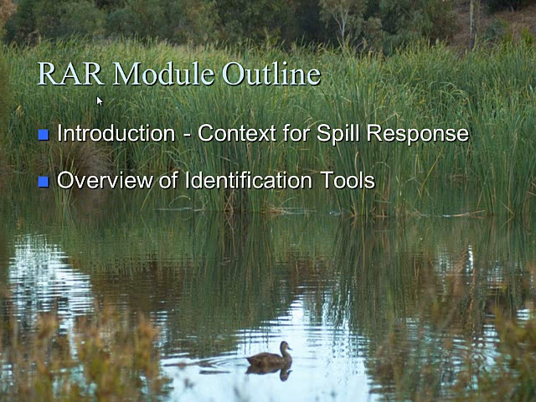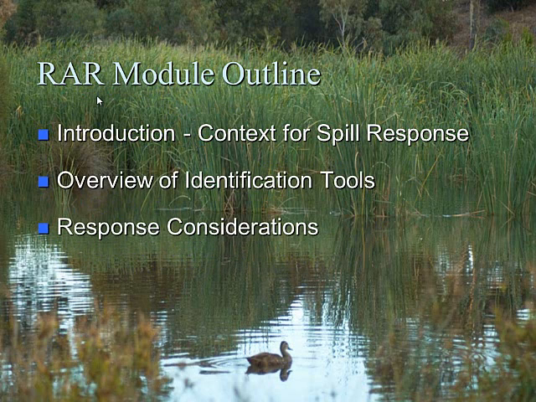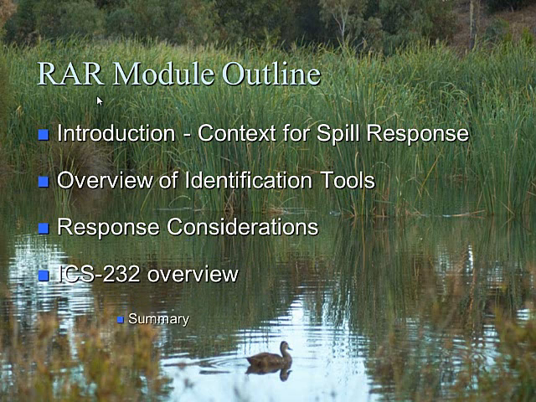Second, we talk about identification tools. We were just introduced to the ESI map. That is just one of many tools that we use to prioritize and identify the resources at risk. We'll talk about some response considerations. She went over a couple of those. We'll go over a couple more, maybe in some depth, depending on how much time we have. And then I'm going to talk about the ICS 232 form. I see there's one up here, so you've kind of been introduced to it, but I'll go over it in a little more depth, depending on how much time I have. And then finally, I'll summarize.